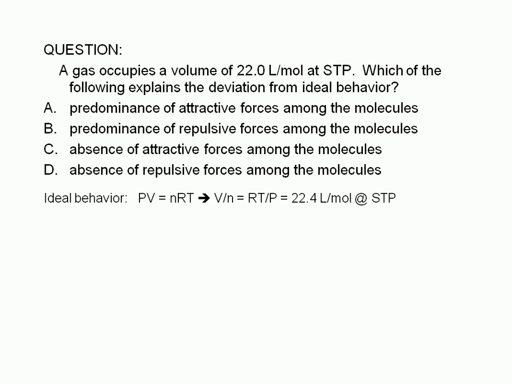A gas is said to be behaving ideally if it obeys the equation PV equals nRT. One way we can tell if a gas is behaving ideally is by comparing its actual volume to the value predicted by this equation at the same temperature and pressure. We can rearrange the ideal gas equation to solve for the molar volume. The molar volume, or volume per mole, is equal to RT over P.